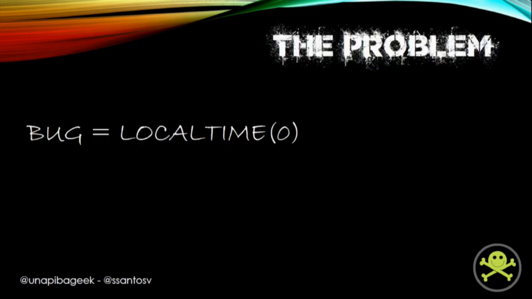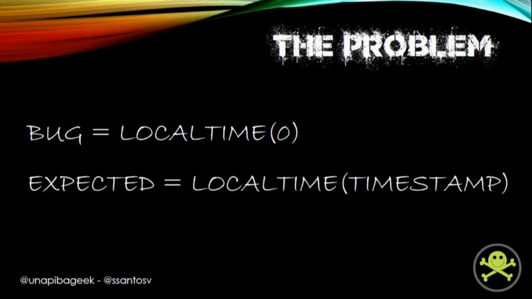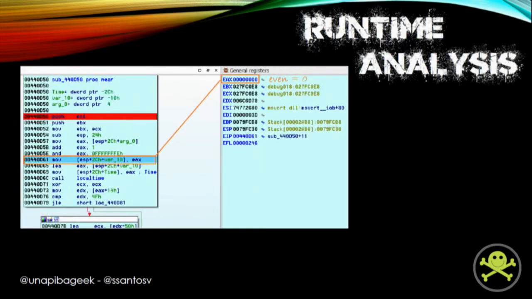So, at this moment, we have a problem identified. In AAPT, the localtime function is receiving as parameter the even value, that is 0, when the expected argument for the localtime function is a real timestamp. So let's analyze it in runtime.